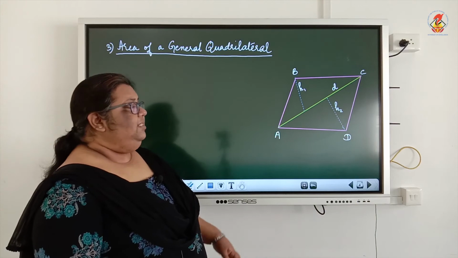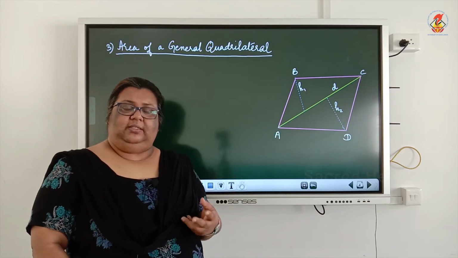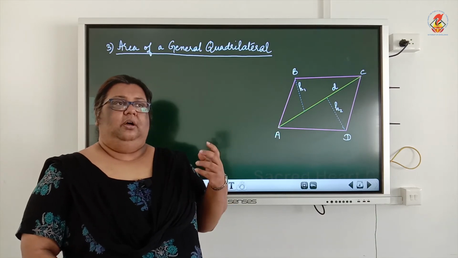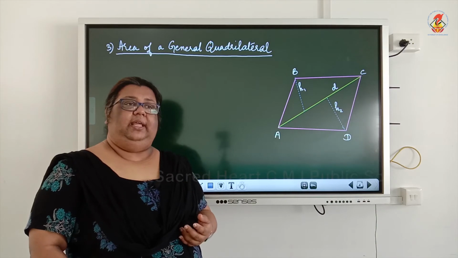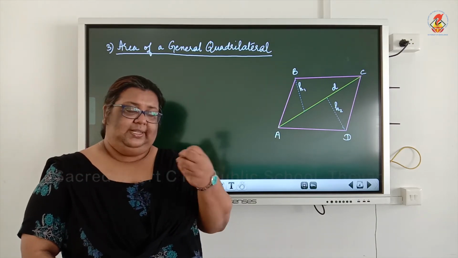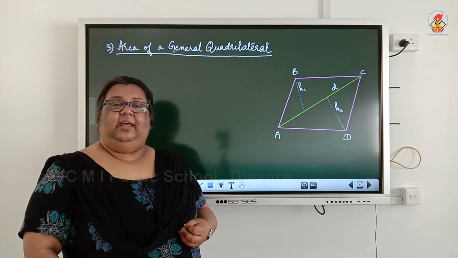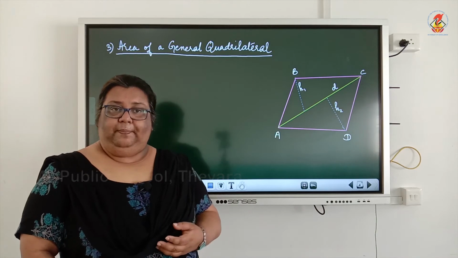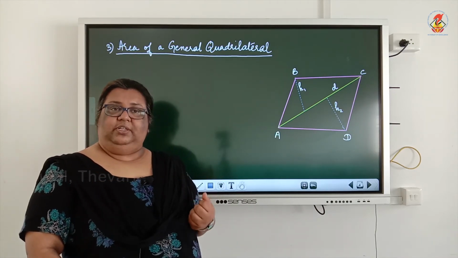Next, there is a general quadrilateral. There is no particular name for the quadrilateral. Any closed four-sided figure we call a quadrilateral. How to find the area? If I ask you to find the area of a rectangle, yes, you know it is length into breadth. Area of a square, side into side. Area of a parallelogram, base into height. Area of a rhombus, half d1 d2.